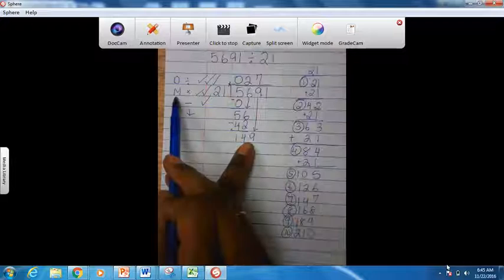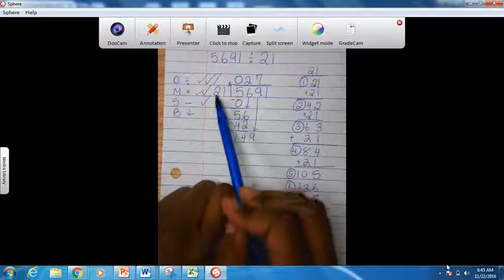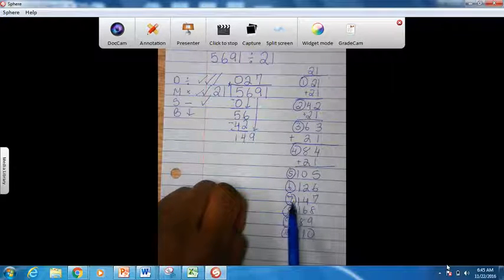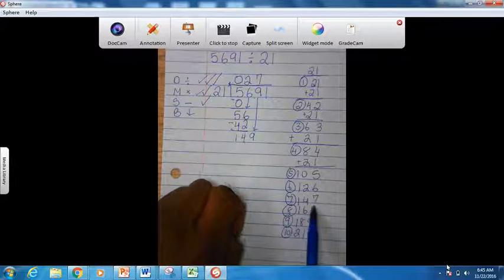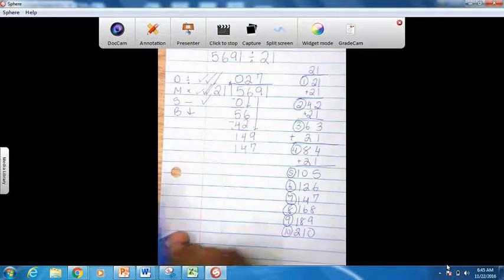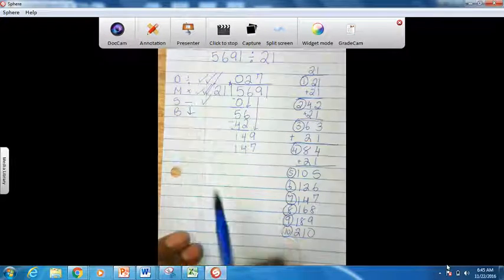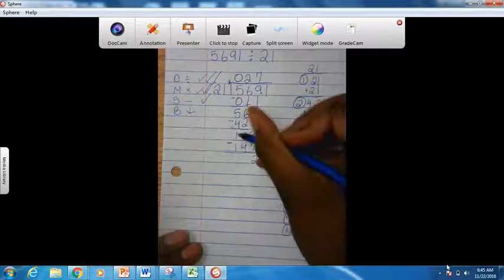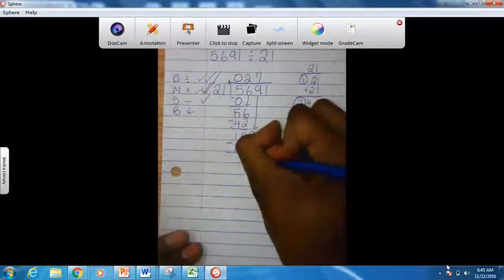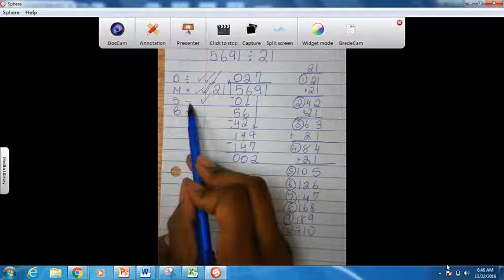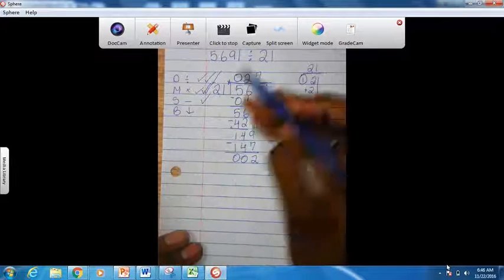Now we're going to multiply. Well, what is 21 times 7? Let's look at our list. There it is, 147. After we multiply, we subtract. 9 minus 7 is 2. 4 minus 4 is 0. 1 minus 1 is 0. After we subtract, we bring down.